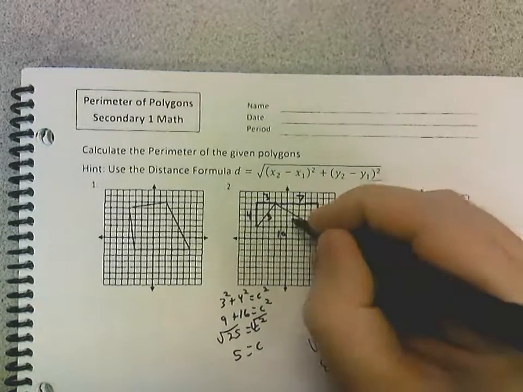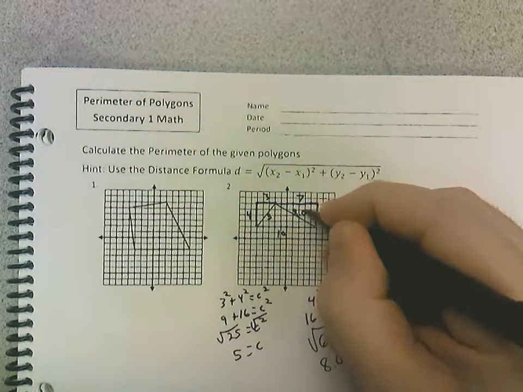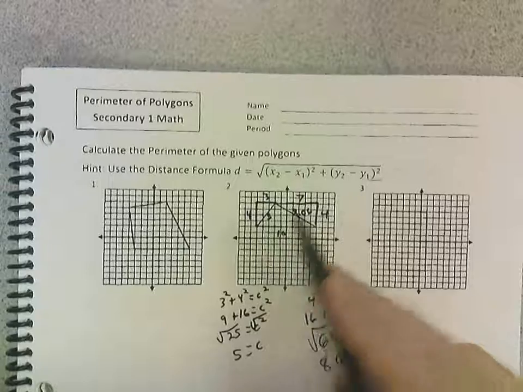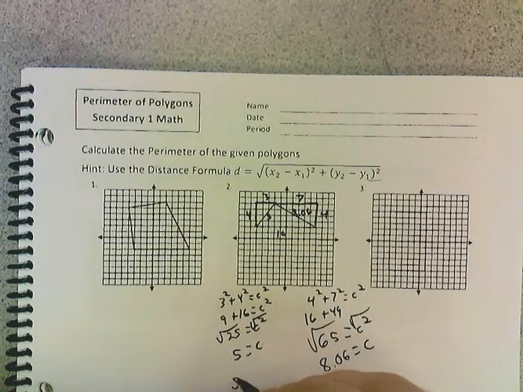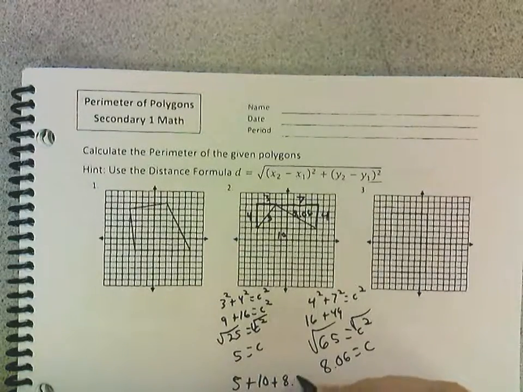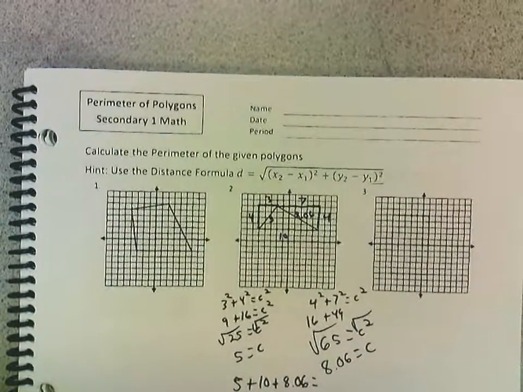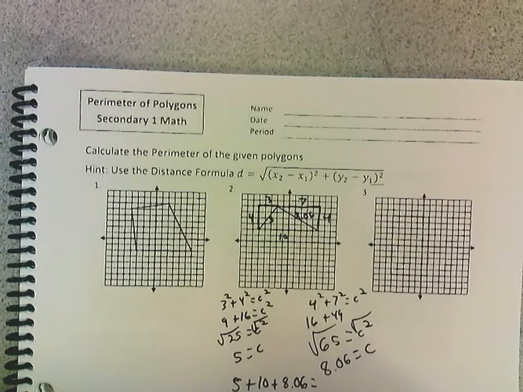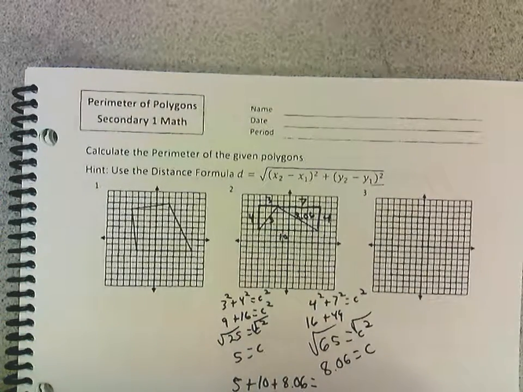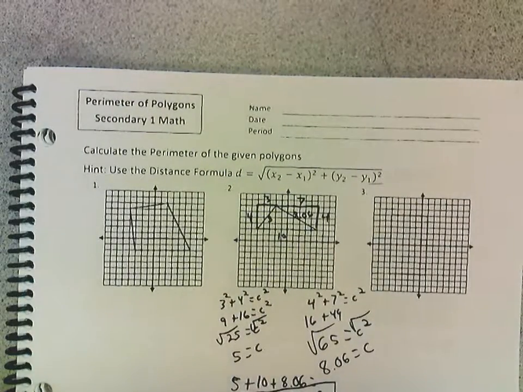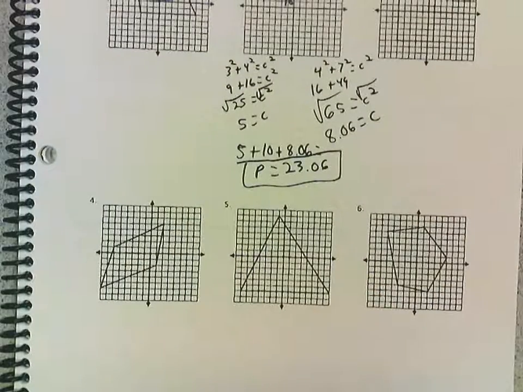Okay, so 8.06. Then, the last thing to do to find the perimeter is just add all those side lengths up. So that's a 5, plus 10, plus 8.06 is going to equal 23.06. We'll do perimeter is equal to 23.06. And that is your answer right there. Sorry, couldn't really see that at the end. All right, and that's all you're doing for the perimeter.